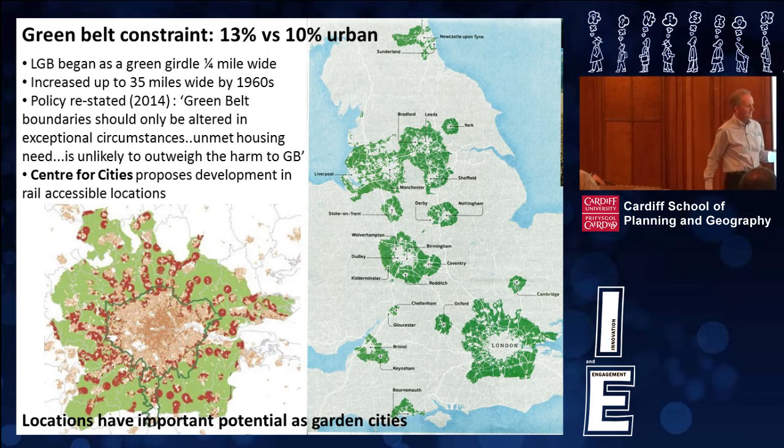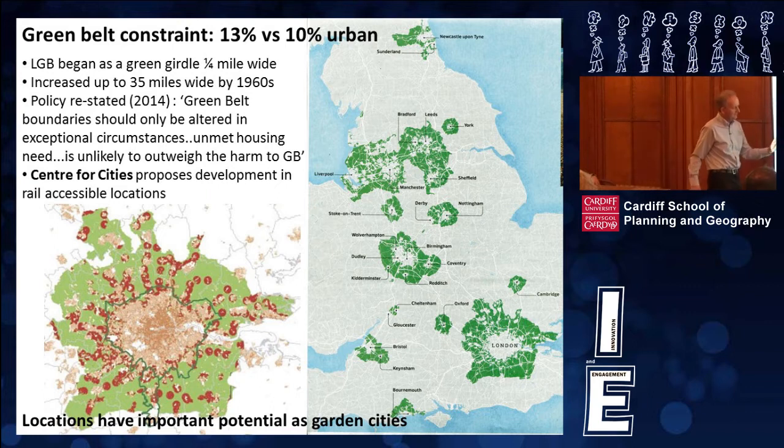One of those problems, of course, is the Oxford Greenbelt, which is totally constricting in terms of development. And that's something that I want to mention in this context of garden cities, because the Greenbelt began as a quarter mile wide. It's now 35 miles wide around London. It is becoming absurd. And the policy has been restated. The Greenbelt should only be altered in exceptional circumstances, which does not include unmet housing demand. That was Pickles' immediate response again. So it's putting the Greenbelt as absolute. And the Greenbelt, of course, is 13% of Britain, which is more than the urban area of Britain. So there's that nice imbalance.